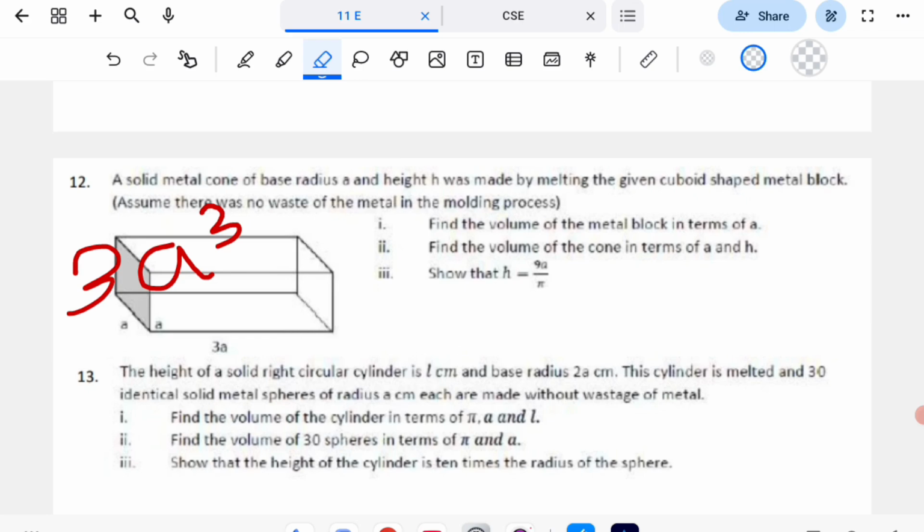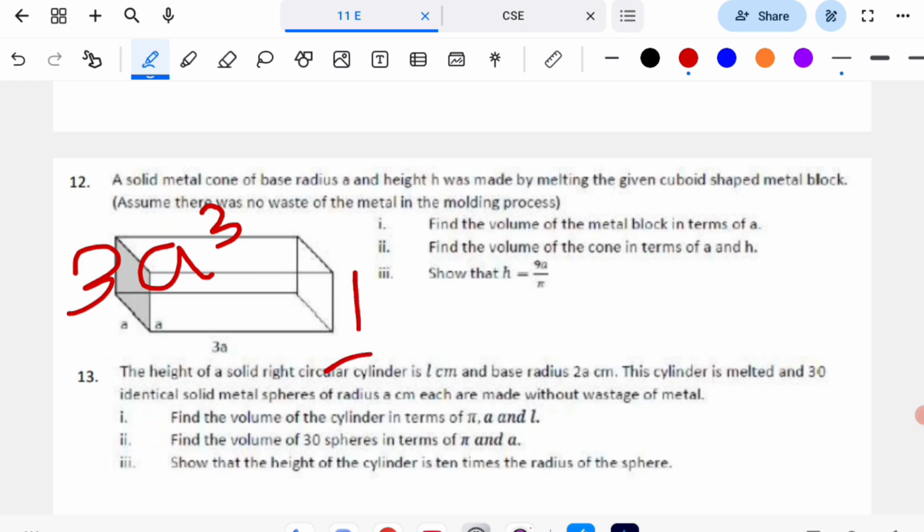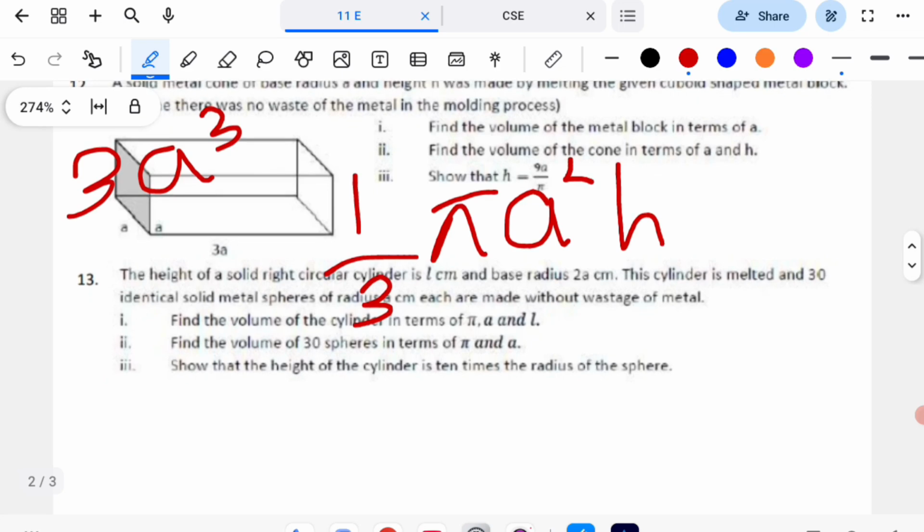We can write volume of cone is 1 over 3 pi r squared h. R is 5a, so 5a squared h. Then part 3, show that h equals the given value. Then we can equate this volume and this one, and we have to find h value.